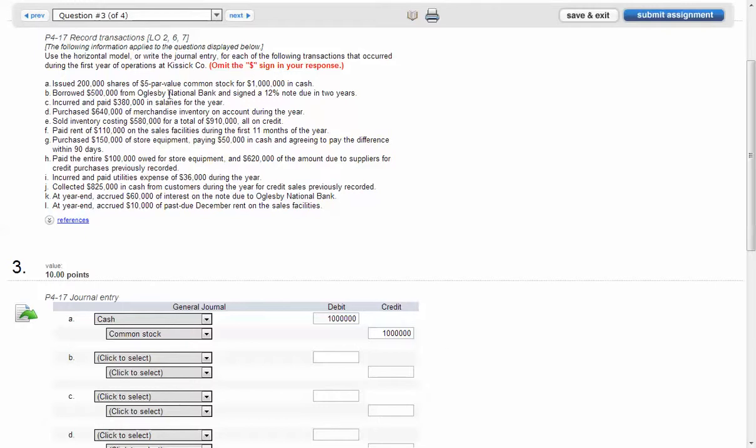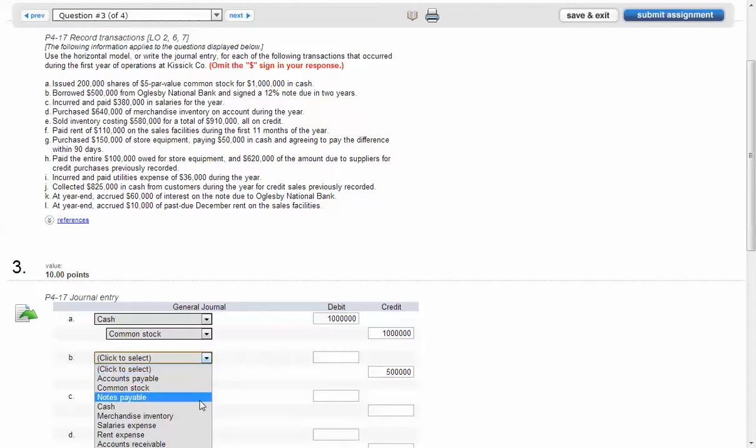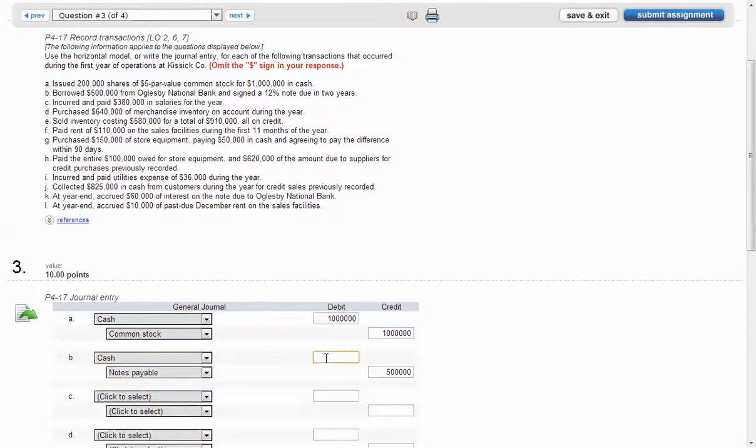Then they borrowed $500,000 from Ogilvy Bank and signed a 12% note due in 2 years. Well, again, when we borrow money from a bank, our liabilities are going to increase. This is a note, so we're going to credit notes payable. That's how we increase liabilities for $500,000. In exchange for signing that note, the bank's going to give us a check to put into our bank account for $500,000. So we'll debit cash $500,000.